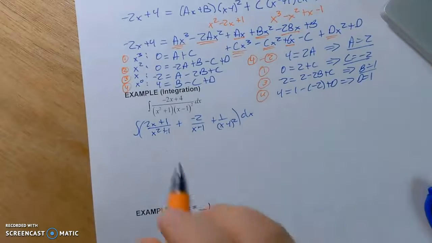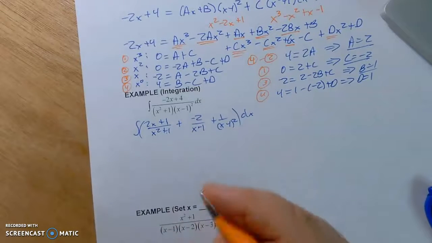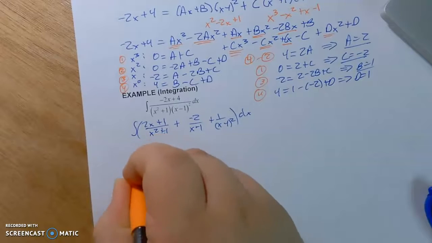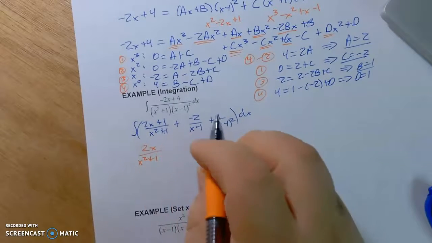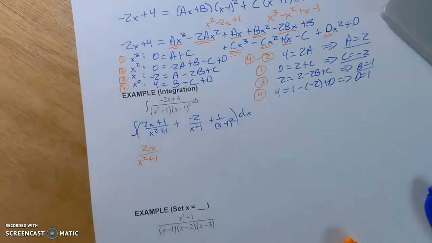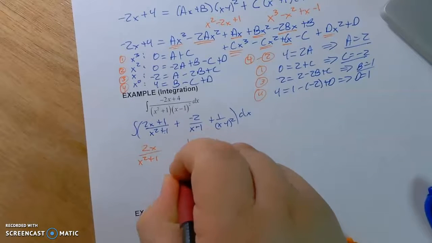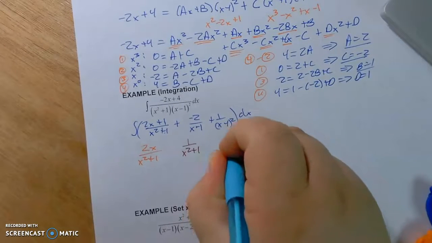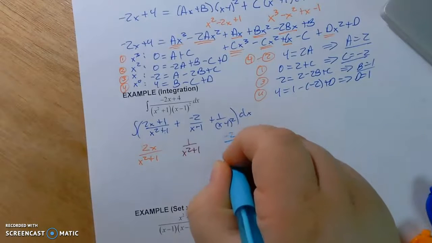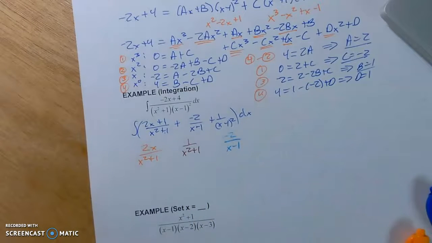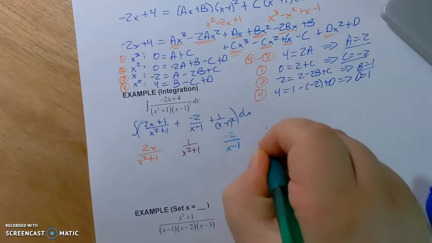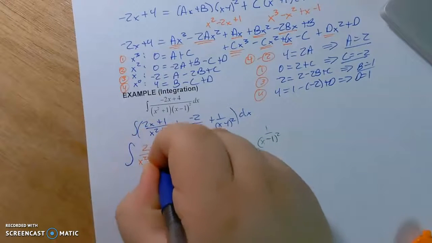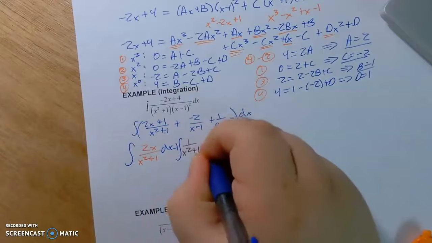So what I'm going to do is make each one of these a different color just so we can see it easily. So I'm going to break this up and we're going to have 2x over x squared plus 1. That's going to be one of our fractions. Then 1 over x squared plus 1. That's another one of our fractions. Then the ones that we already have here, minus 2 over x minus 1 and 1 over (x minus 1) squared. So each one of these we're going to integrate and then add them together.